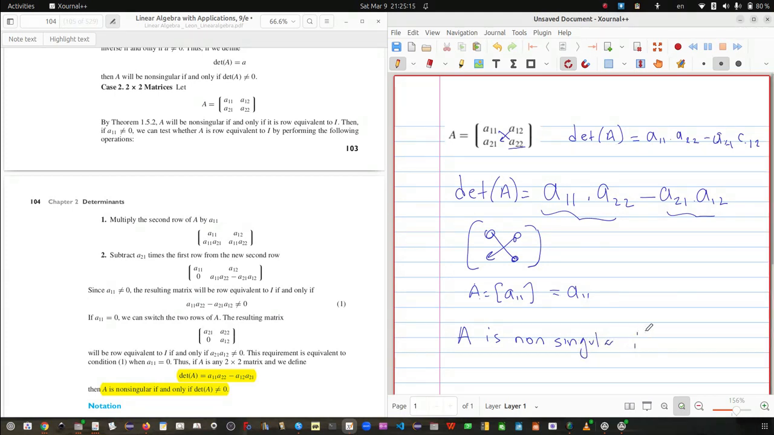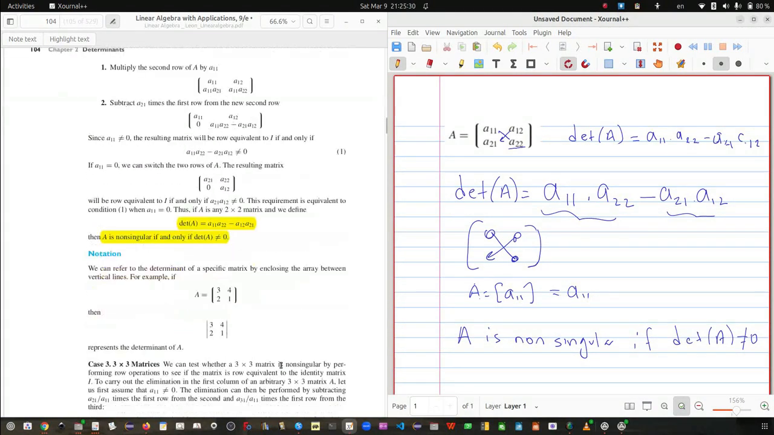A is non-singular if determinant A is not equal to 0, which is in the book. As you see, A is non-singular if and only if determinant A is not 0. We have to memorize this by heart. We will use it a lot.